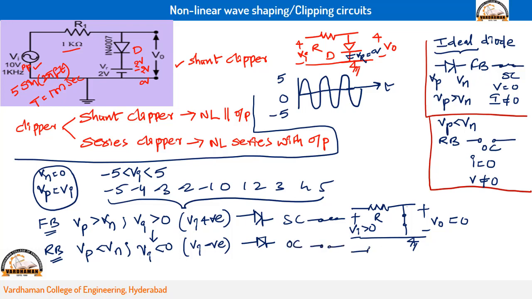Then the equivalent circuit will be like this. The diode is there, but that is acting as an open circuit. You need to take the output across the open circuit. Across the open circuit, previously I have mentioned that there is a voltage. How much voltage will be there now? What is the output voltage?